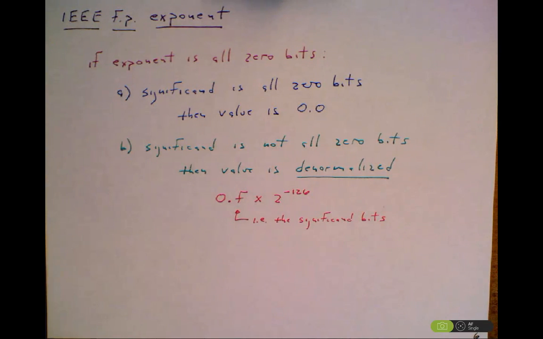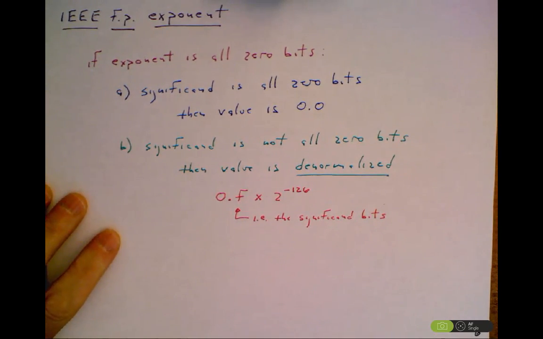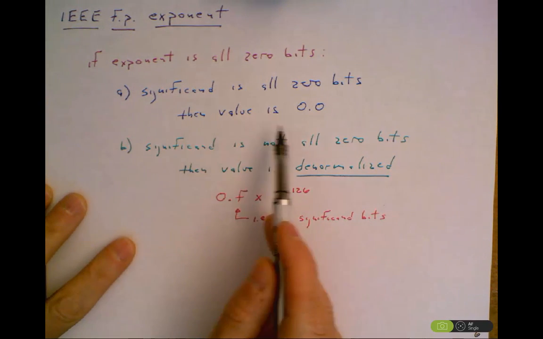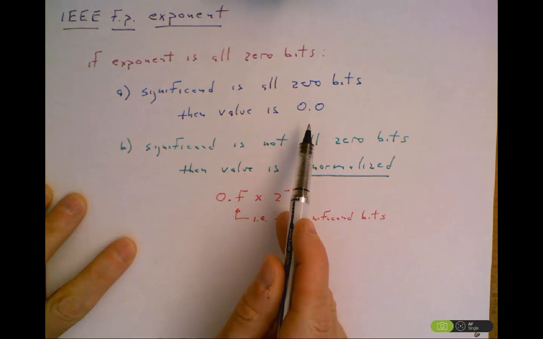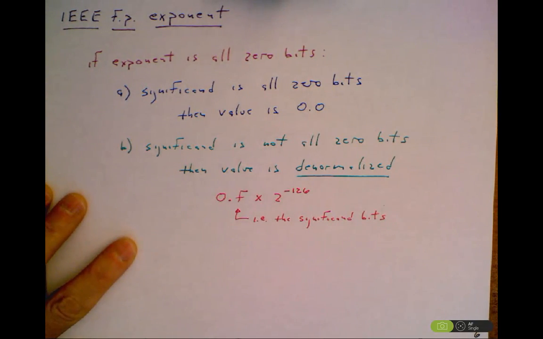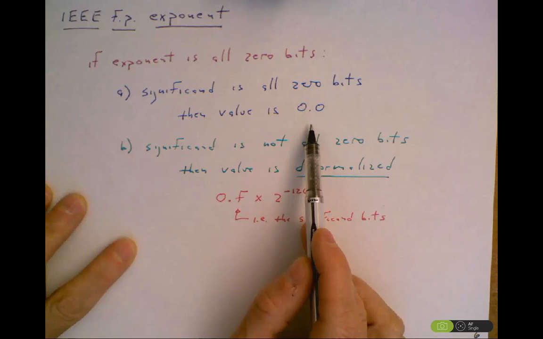So the IEEE floating point exponent first uses two particular bit patterns for special cases. The first bit pattern is if the exponent is all 0 bits, and there are 2 cases depending on what's in the significand. If the exponent is all 0 bits and the significand is all 0 bits, then the floating point value being represented by the bits is the value 0.0. Okay, so again, exponent all zeros, significand all zeros, then that is the value 0.0.